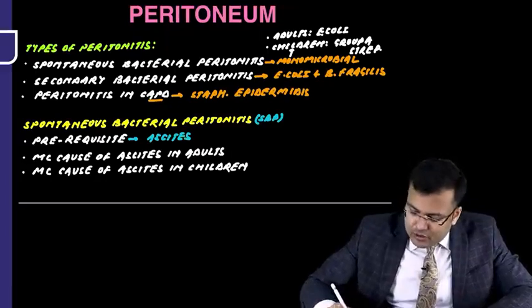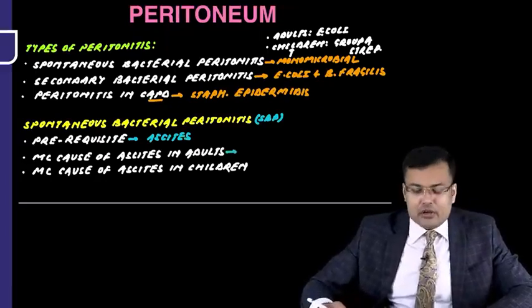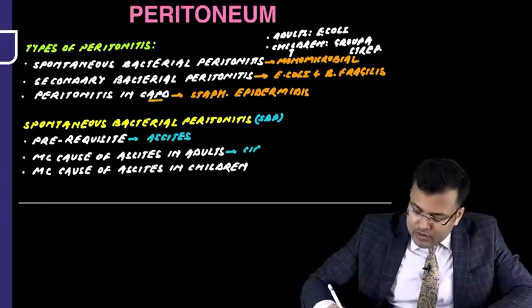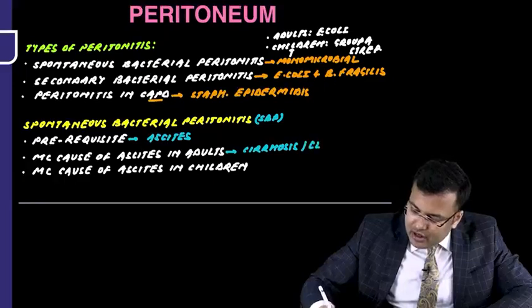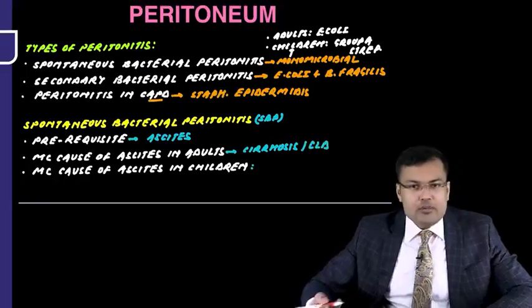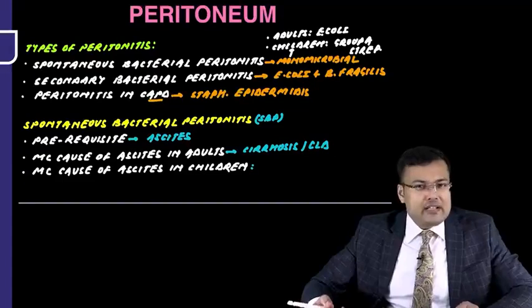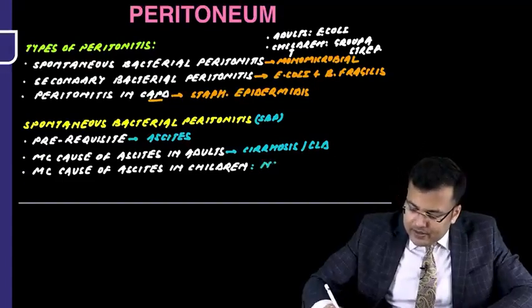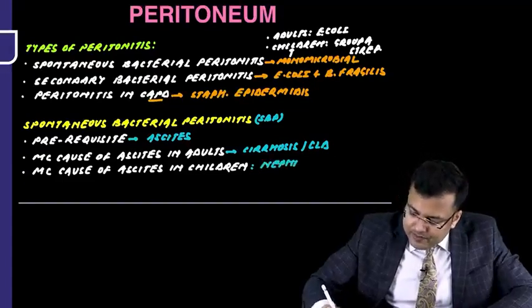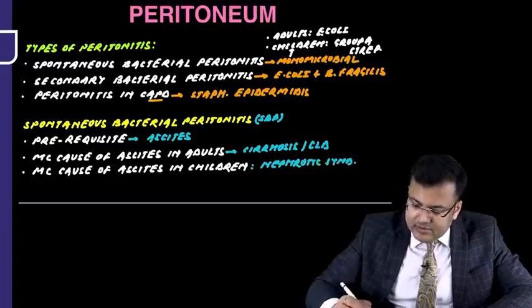The most common cause of ascites in adults is cirrhosis or chronic liver disease, and the most common cause of ascites in children is nephrotic syndrome. We already discussed the organism responsible.